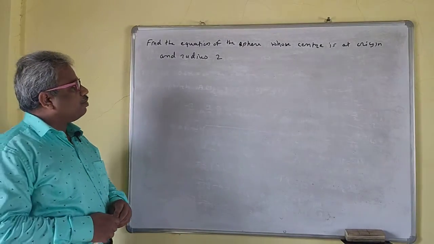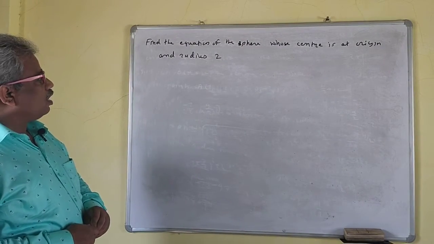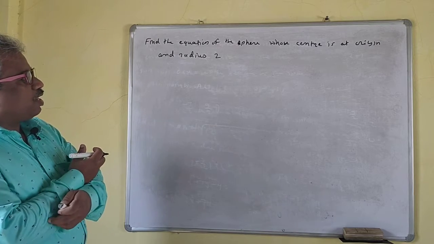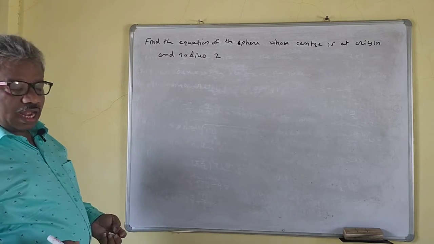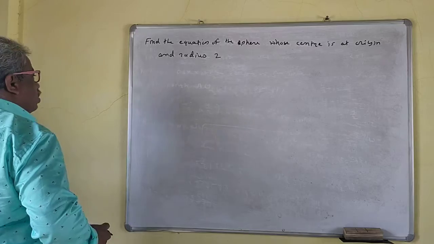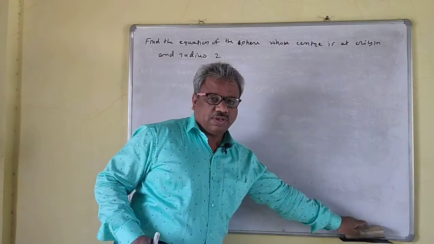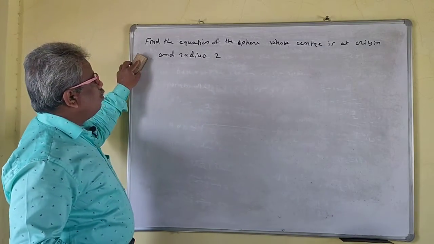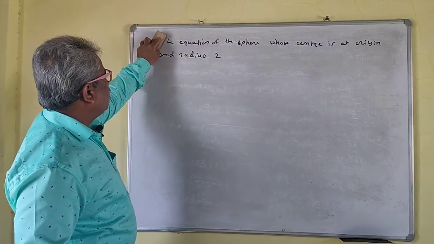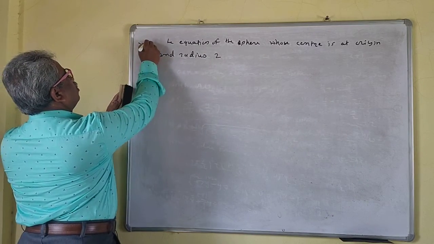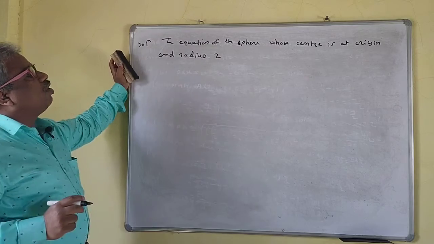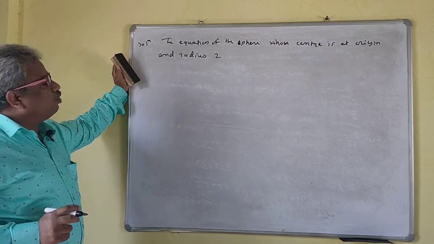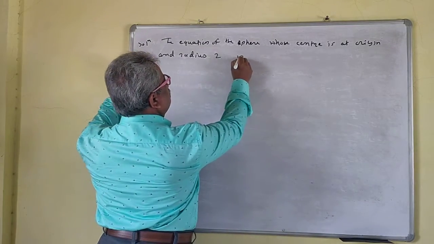Now we will see some problems of the sphere. Find the equation of the sphere whose center is at the origin and radius is 2. This is a one line question, actually a one line answer question. So we will erase the word find and just write the solution. Solution: the equation of the sphere whose center is at origin and radius 2 is, this is the solution.